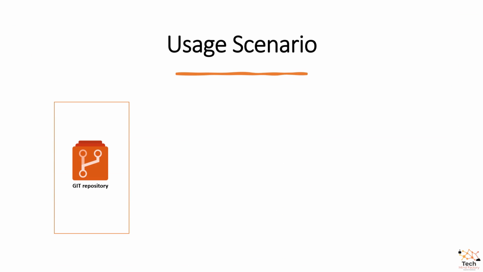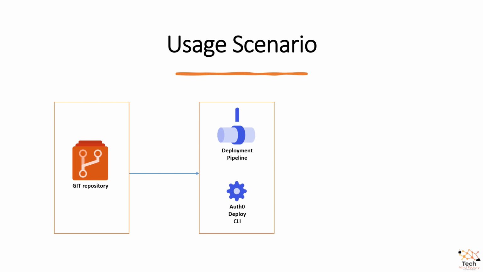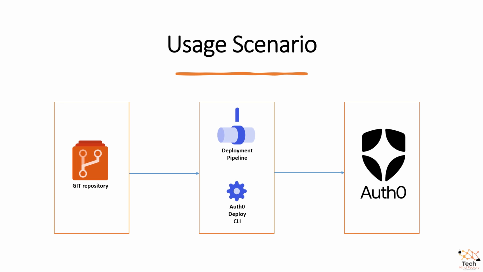Okay, so let's see this usage scenario with Auth0 Deploy CLI. So here is the Git repository. It doesn't matter where we host this Git repository. It can be Azure DevOps, it can be Bitbucket, it can be GitLab, whatever it is, the source code of our Auth0 tenant or Auth0 actions or whatever it is stored in a Git repo. And now, obviously, in the automation tool, we have some kind of deployment pipeline where we integrate Auth0 Deploy CLI. And through Auth0 Deploy CLI, we can push those changes to specific Auth0 tenant.